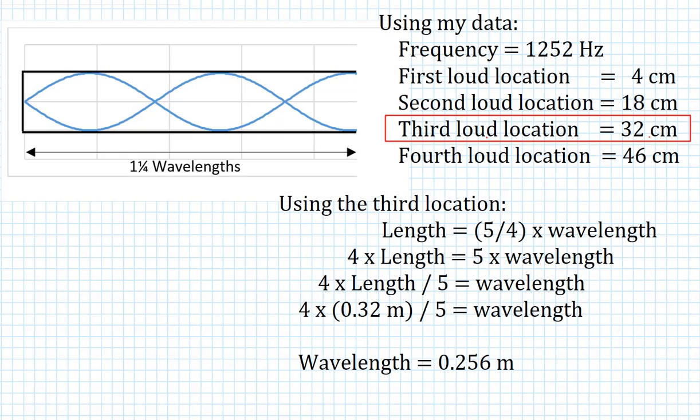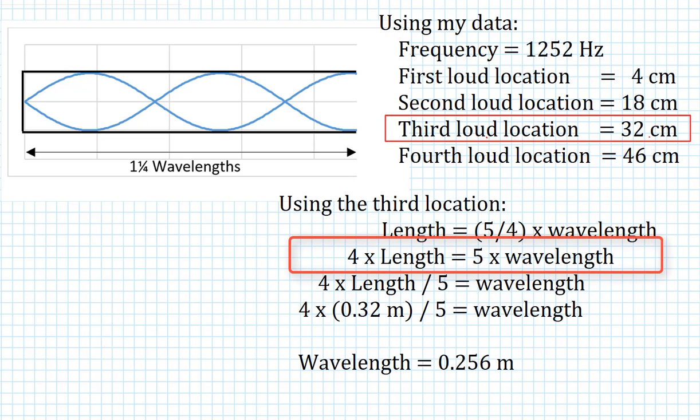I'll do one more for you. This is the third place I get resonance, the third loud location, and it occurs when the pipe is 32 centimeters long. So using that third location, I know the length of my pipe has to be 1 1/4 wavelengths. The length of my pipe has to be 5/4 times the wavelength.